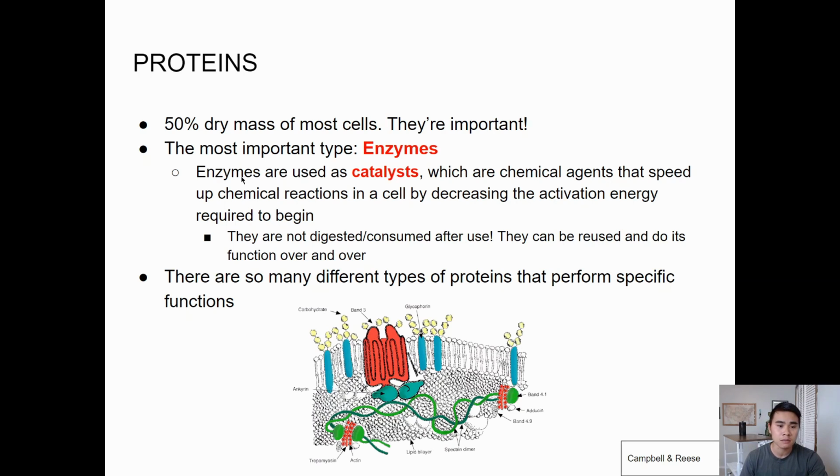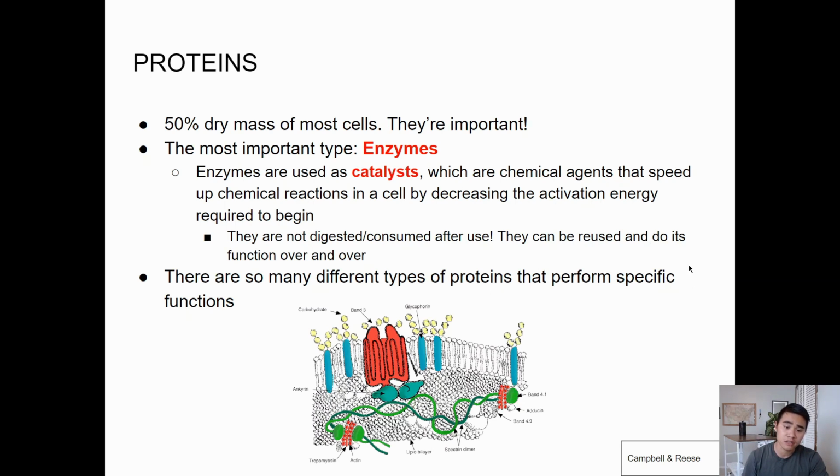So enzymes really allow for a lot of things to occur. Remember the type of reaction that forms the covalent bonds that bond all of these things. So it goes through a dehydration reaction, and it needs an enzyme to do that because it needs energy. So enzymes play a role even in forming the bonds that form macromolecules. They are not digested after use. What that means is these proteins can be reused over and over. So proteins are really important, and they're also reusable, which is awesome.